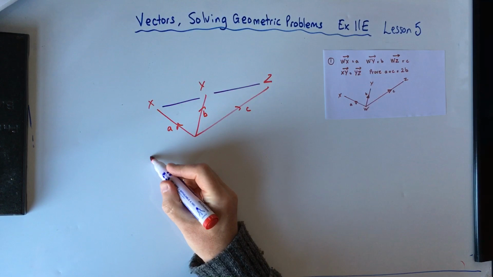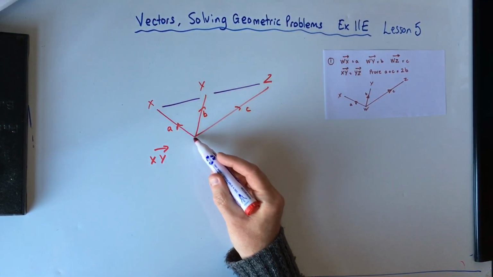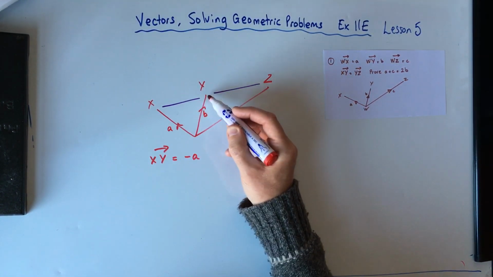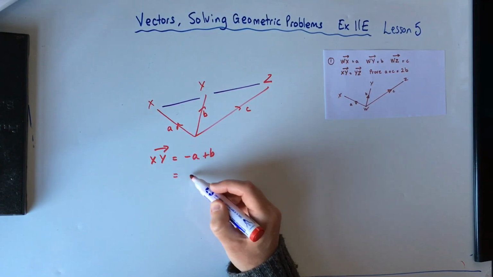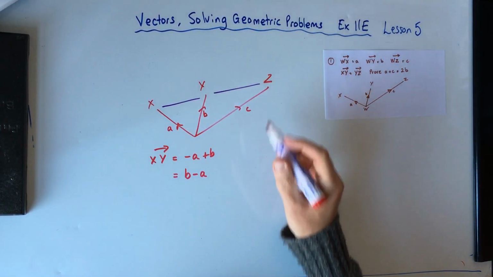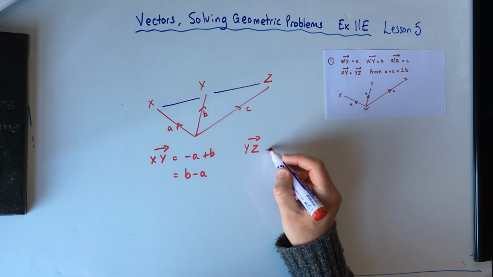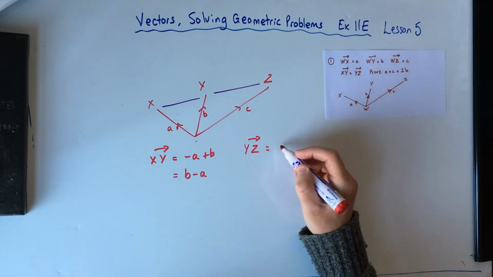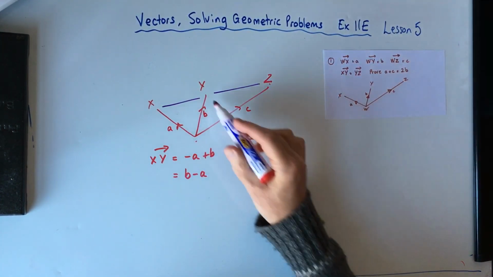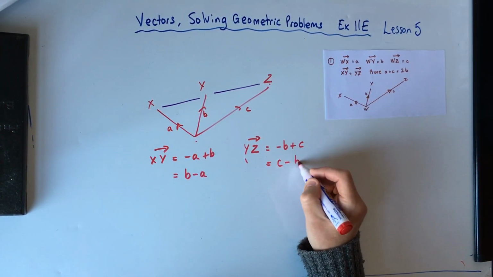Okay, so let's just use the triangulation. X to Y is minus A plus B, so X to Y is B minus A. Okay, Y to Z is minus B plus C. That's how you get from Y to Z. So Y to Z is equal to C minus B.